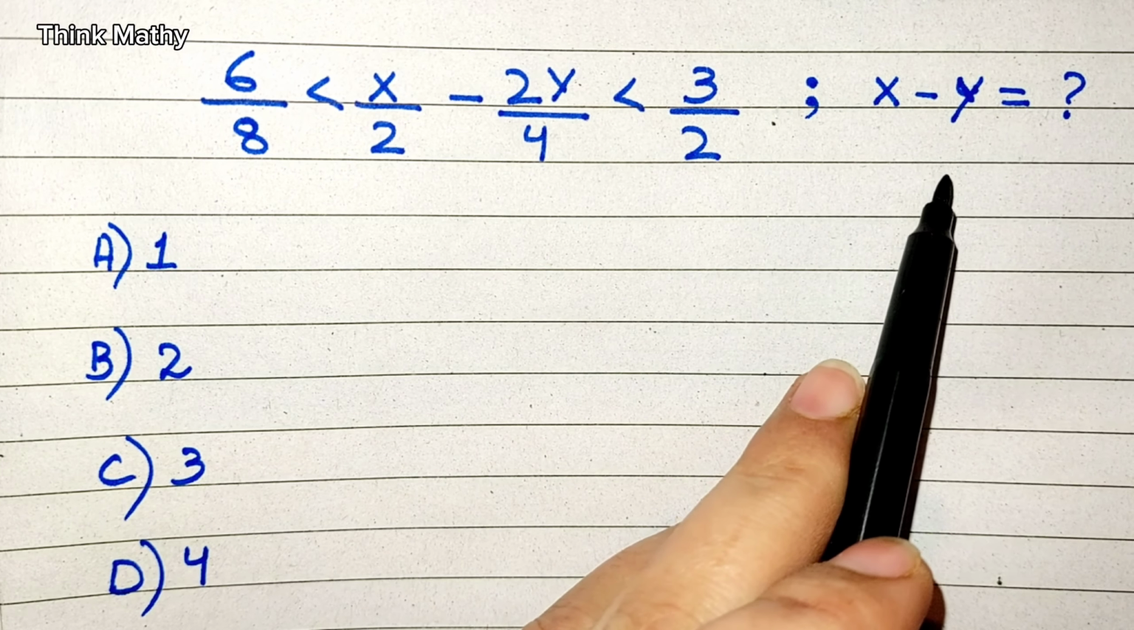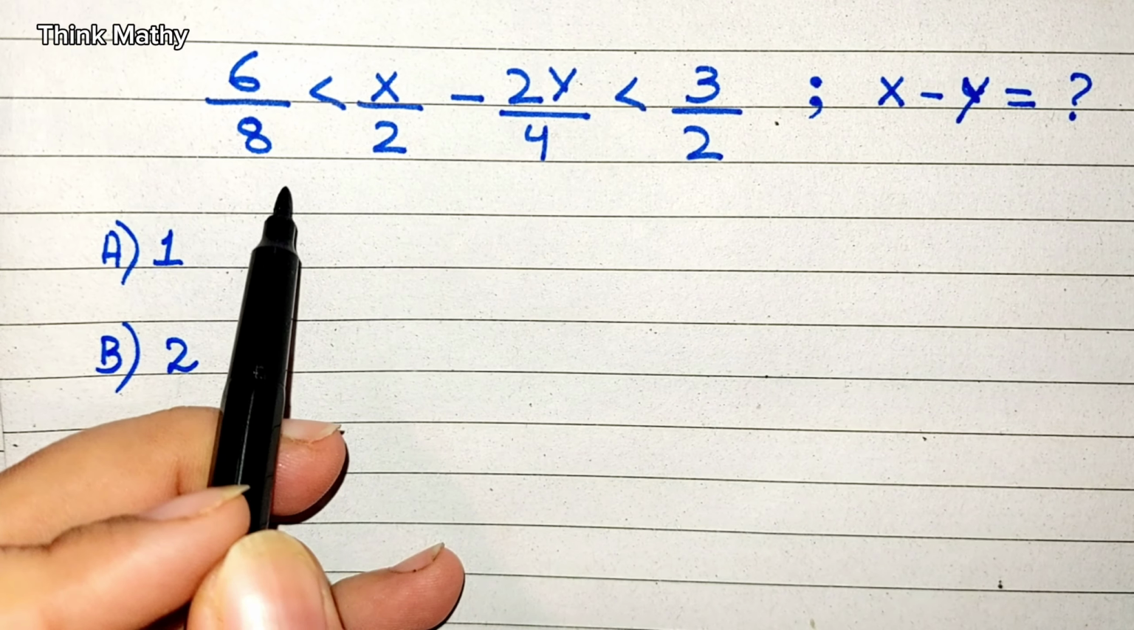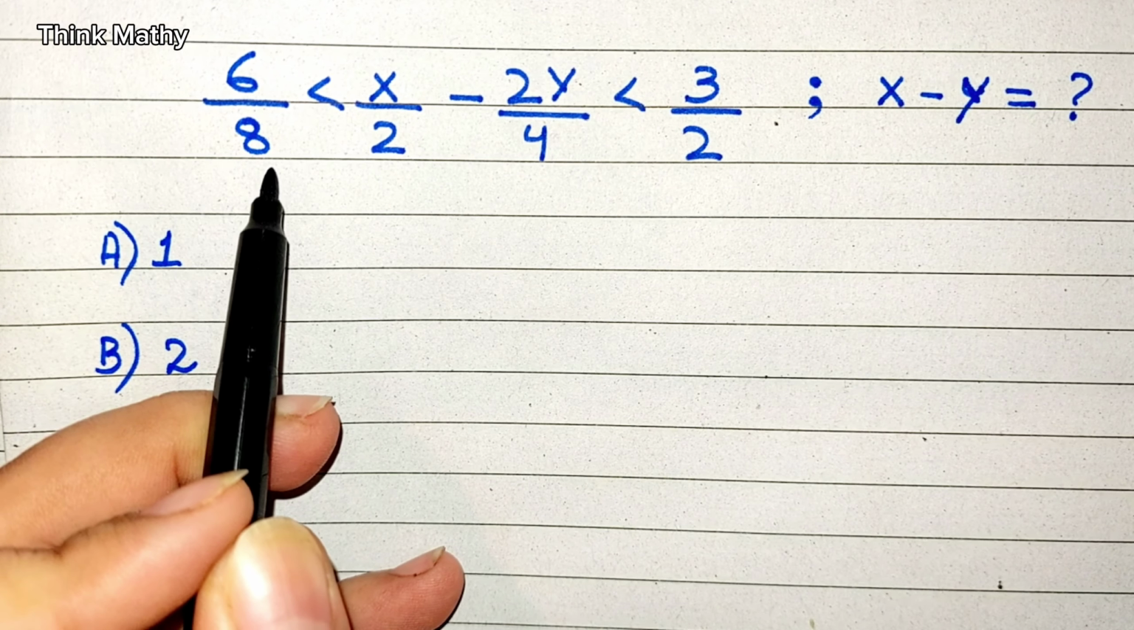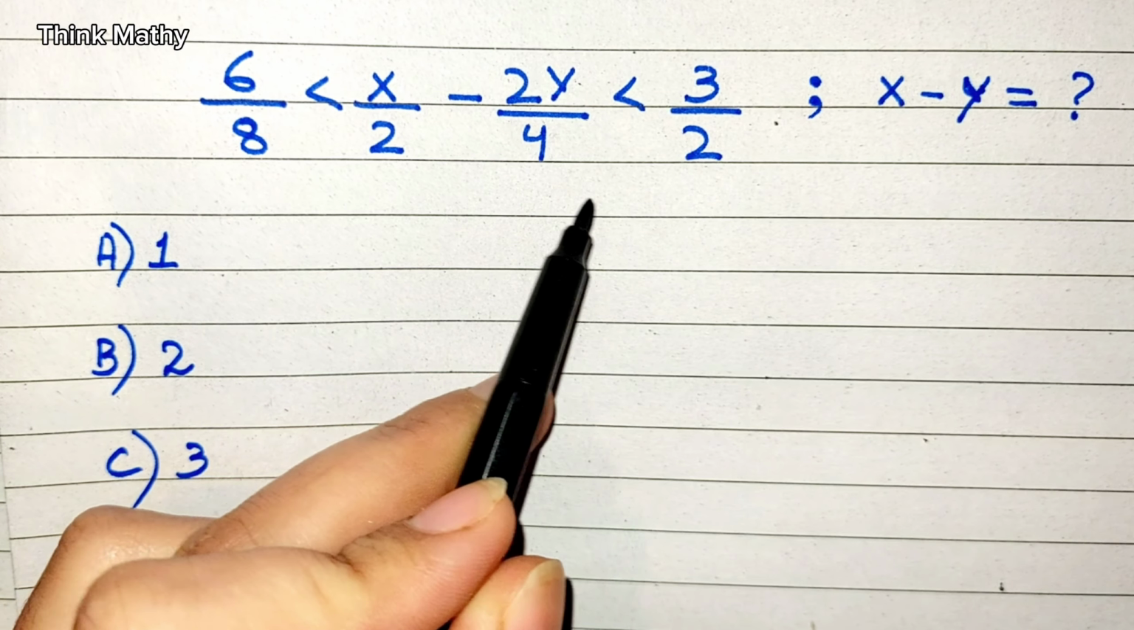Here we have been given an interval and we have to find one possible value of x minus y. So how will we do that? Here we can see that the highest denominator is 8, so let's make all the denominators 8.